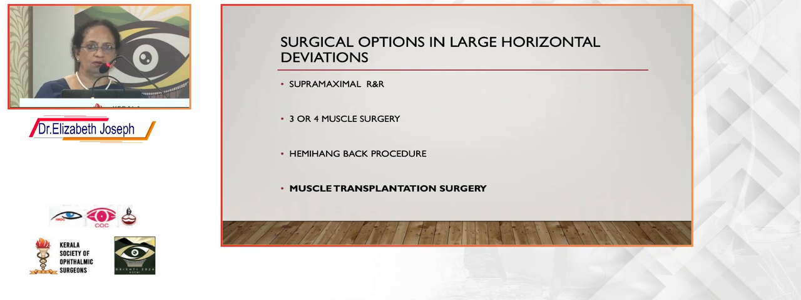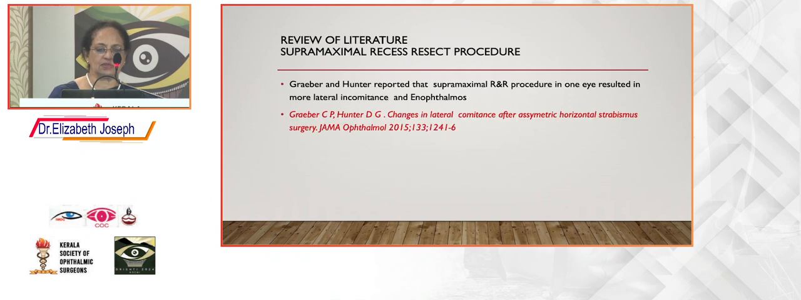Our options for large deviations right now are either a supramaximal recess-resect procedure, which will produce lateral incompetence and defective ocular movements, or more than 3 muscle surgery. With 3 or 4 muscle surgery, you can correct this large squint, but the patient will usually be reluctant to operate on the only seeing eye, the other eye being amblyopic. The hang-back procedure is another option, and muscle transplantation is the latest one.